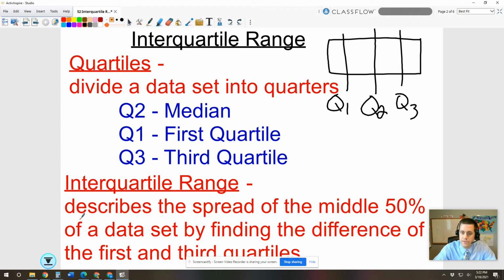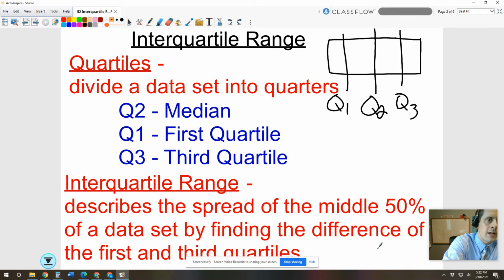Interquartile range is a measure of variation. Remember, variation is telling us how similar or different data points are within a set. And interquartile range specifically describes the spread of the middle 50% of the data set by finding the difference of the first and third quartiles.